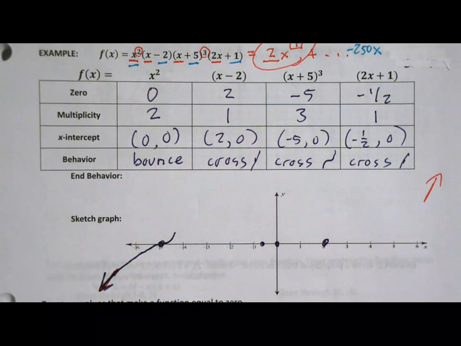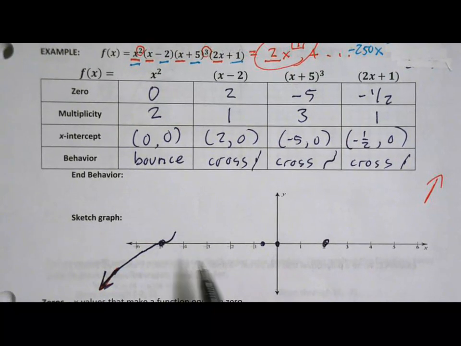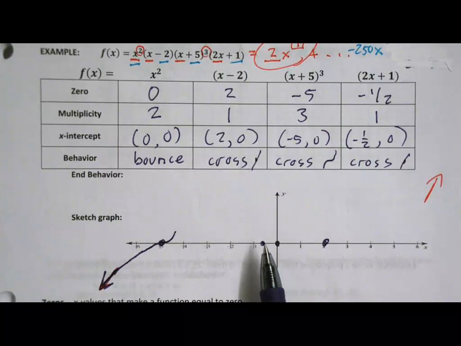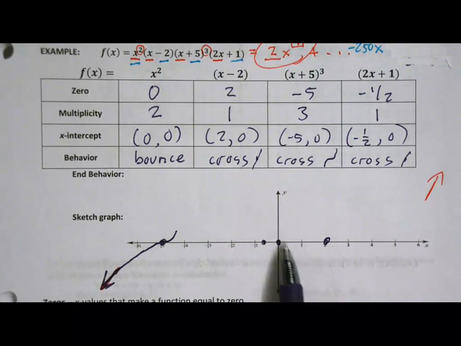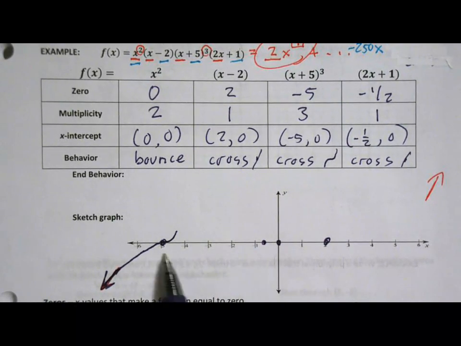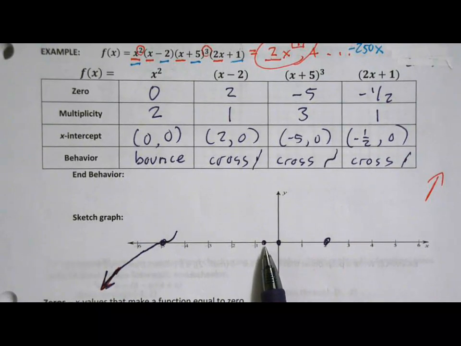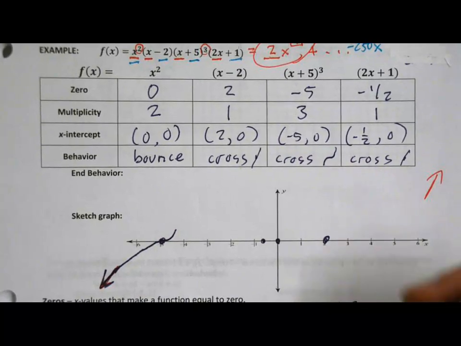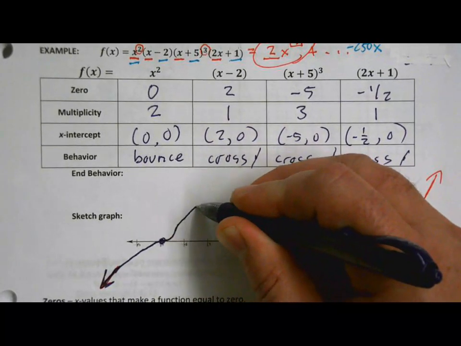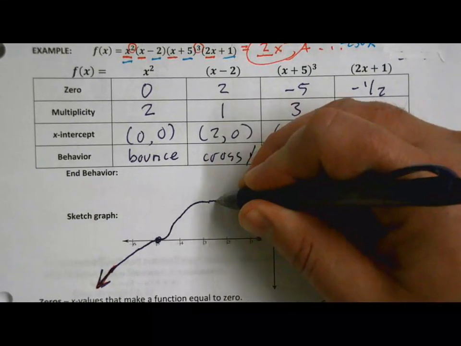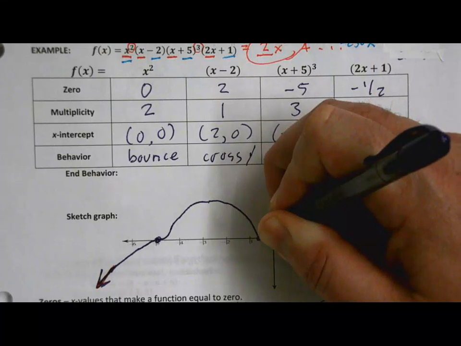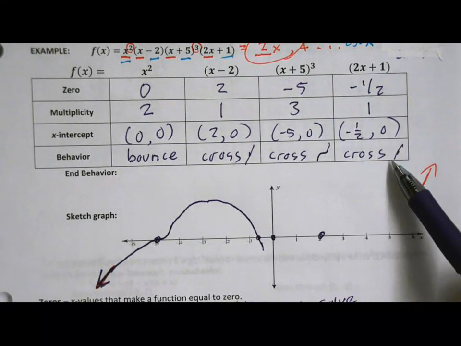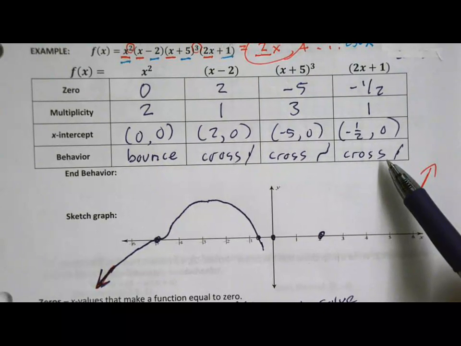As we continue moving to the right, eventually my graph is going to need to come back down to the x-axis for this intercept. There's no others in between, so we know it's not going to be touching or crossing anywhere in between. But eventually it's going to come back and hit it at -1/2. And what's it going to be doing when it hits at -1/2? Is it going to cross or bounce? We said it was going to cross. So I don't know how high up this thing goes. I don't know if there's any wiggles along the way, but I do know eventually it's going to come back down, and it has to cross here because that was the behavior at that intercept.